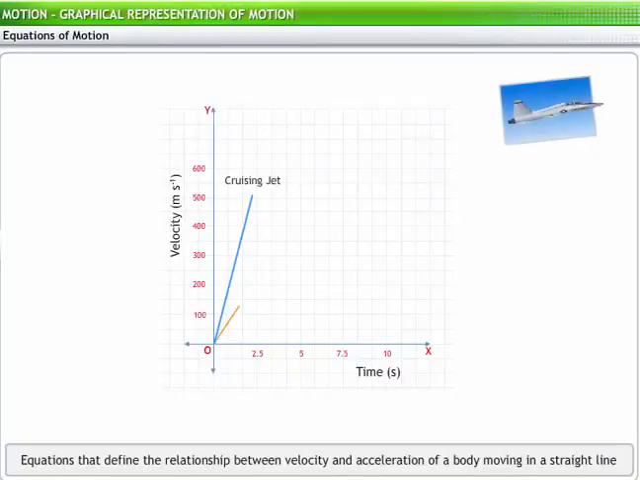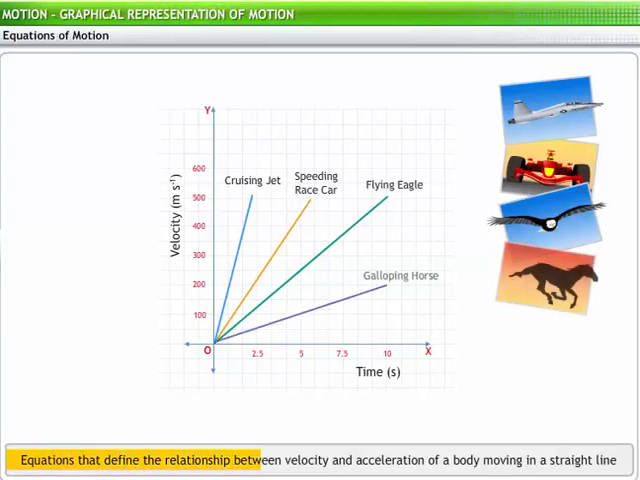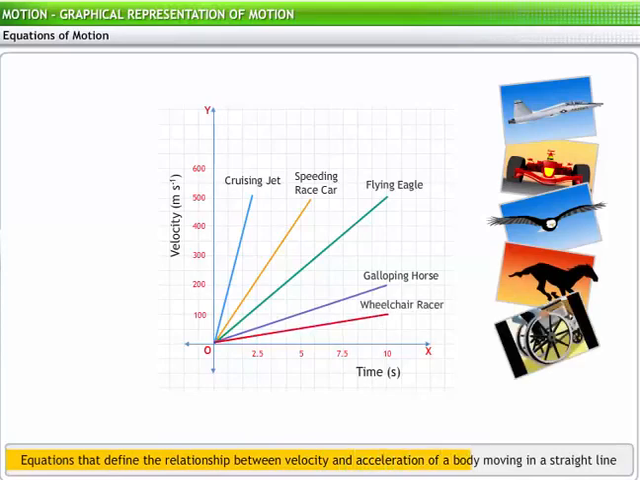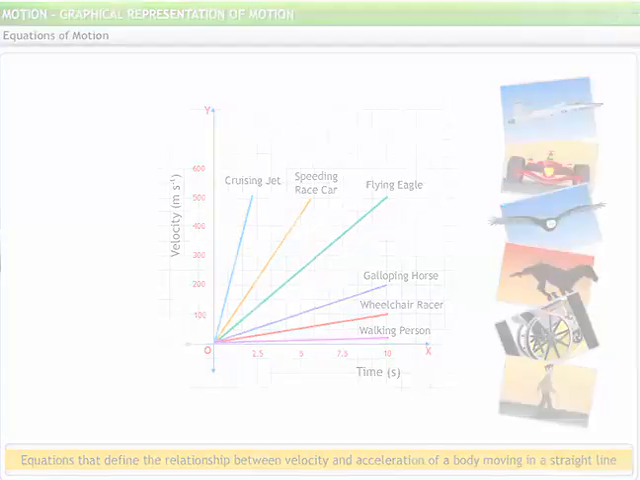Analyzing a velocity-time graph enables you to derive the equations that define the relationship between velocity and acceleration of a body moving in a straight line. These equations are collectively referred to as equations of motion. There are three equations of motion. V is equal to U plus AT. S is equal to UT plus half AT square. 2AS is equal to V square minus U square.